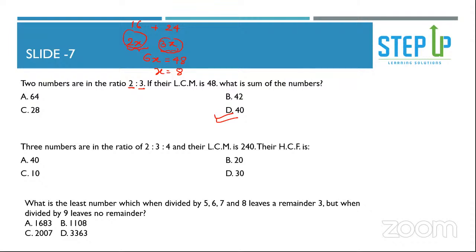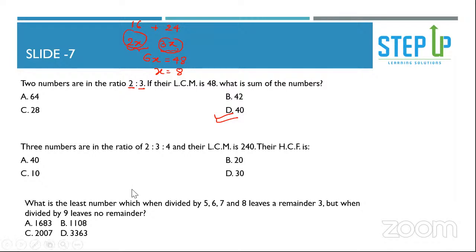Can you do it orally? Now, how will I do it orally? For 2 and 3, the LCM will be 6. But as it is given in ratio, I'll go ahead with 2x and 3x. So 6x, x is equal to 8. 2 into 8, 16. 3 into 8, 24. 16 plus 24, 40 is the answer.